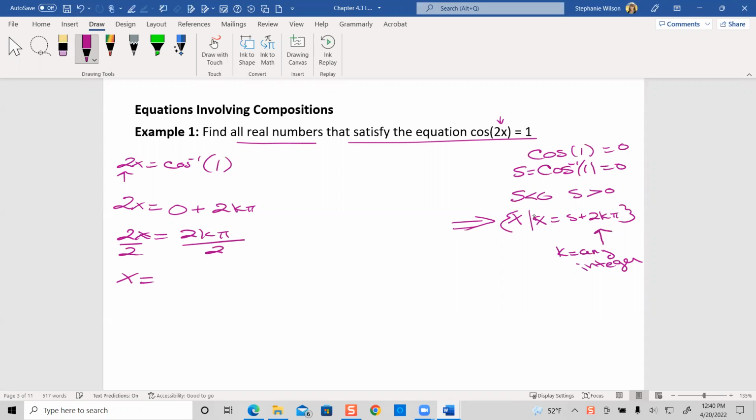Because it's multiplied to x, we divide. So now 2 divided by 2 leaves me with 1. 1 times x is x. 2 divided by 2 is 1, leaves me with k pi. This is what's going to satisfy that equation.